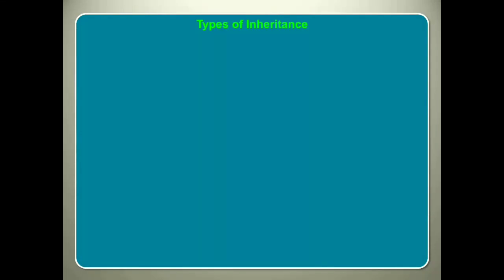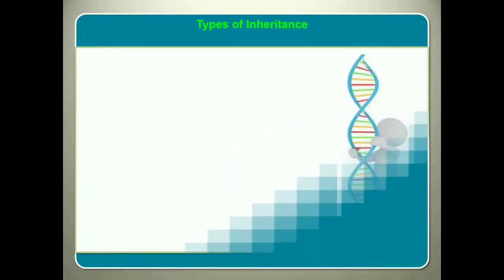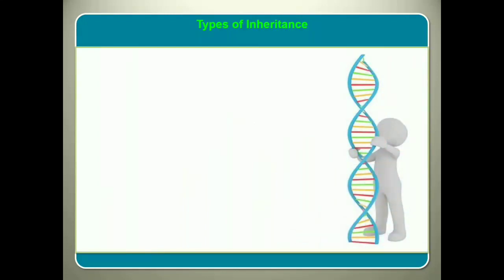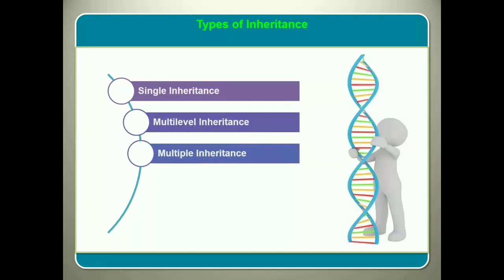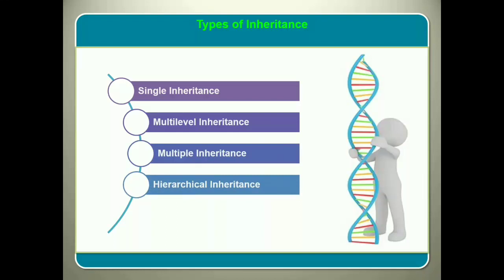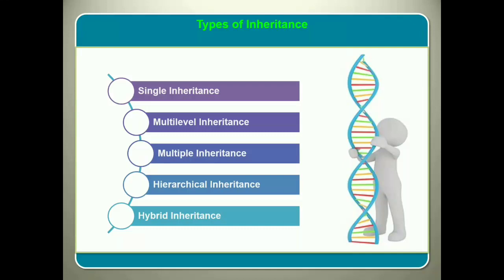Before knowing about how we implement the concept of inheritance in Python, let us look at the types of inheritance. Inheritance can be classified into 5 types. They are single inheritance, multi-level inheritance, multiple inheritance, hierarchical inheritance, and hybrid inheritance. Let us look at each of these types in detail.